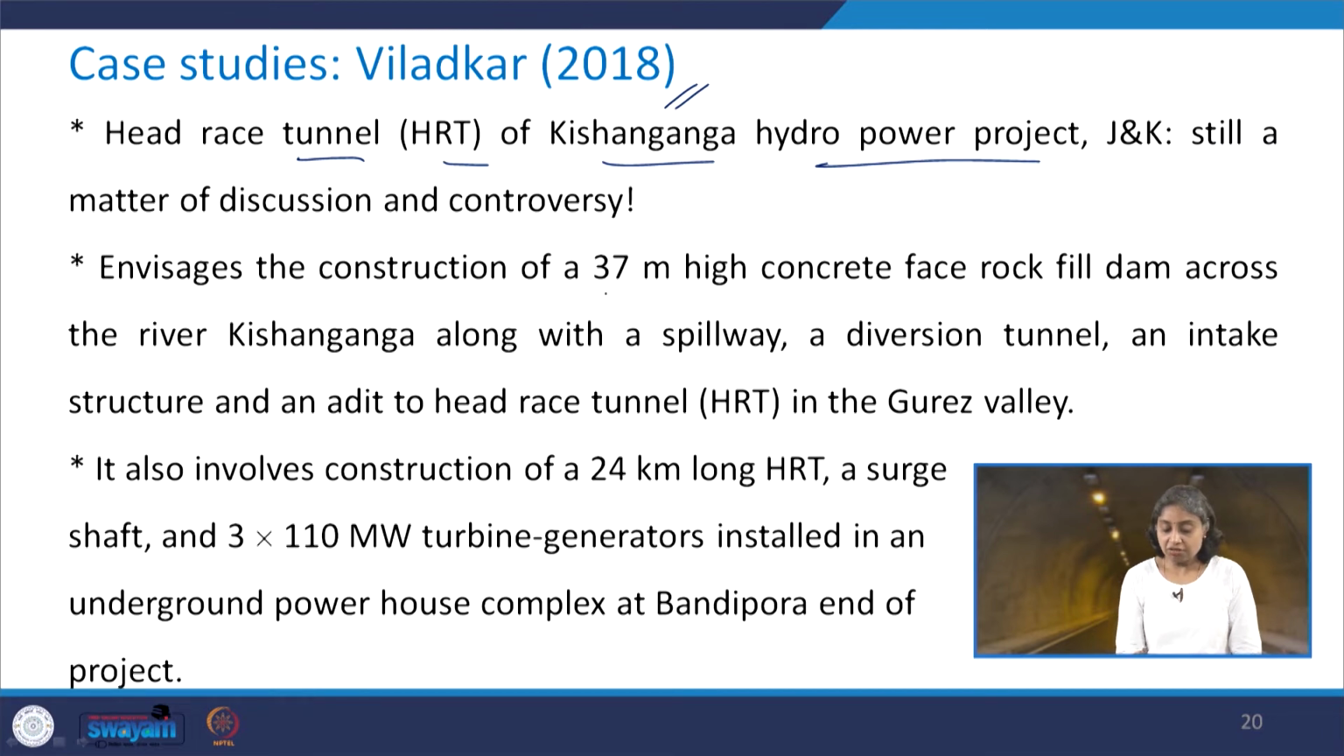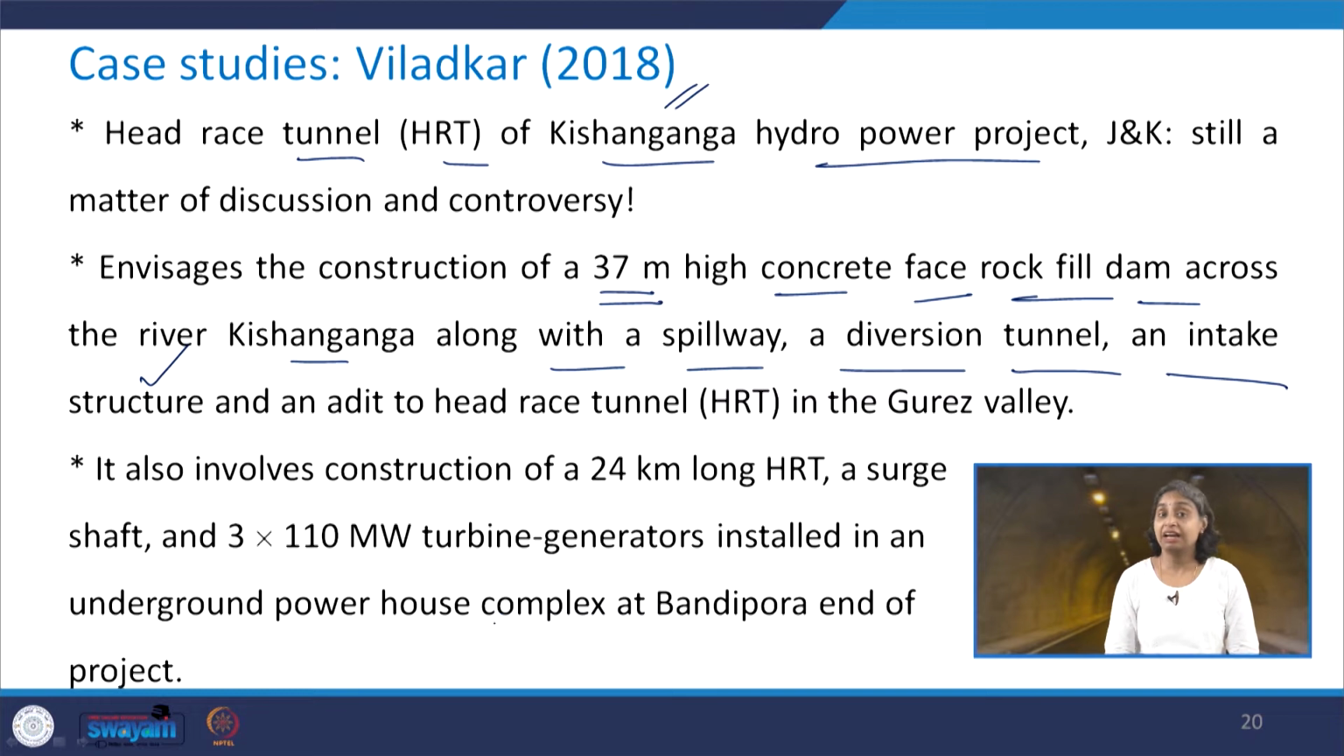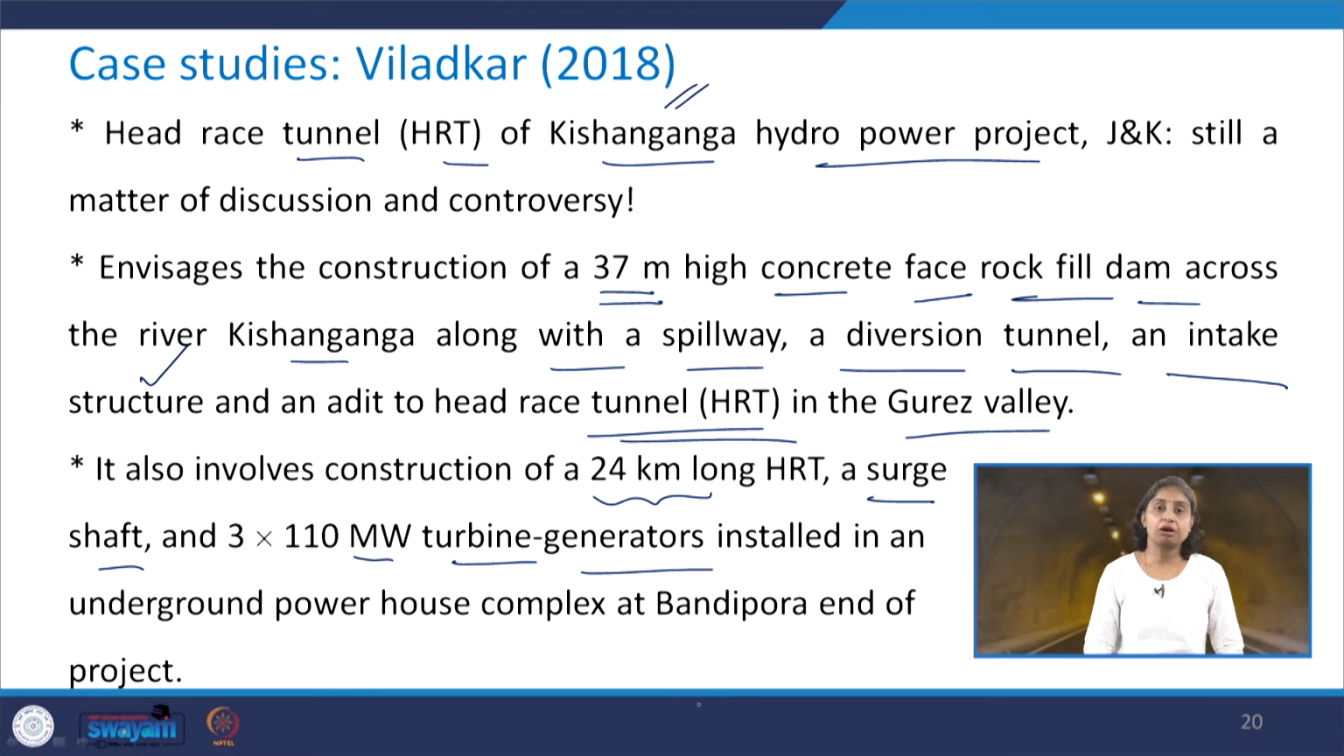The construction of a 37-meter high concrete face rock-filled dam was to be done across the river Kishanganga, along with a spillway and a diversion tunnel, an intake structure and an adit to the HRT, that is headrace tunnel, in Gurez Valley. This also involved the construction of a 24-kilometer long headrace tunnel, a surge shaft, and 3 by 110 megawatt turbine generators, which were installed in an underground powerhouse complex at Bandipora end of the project.